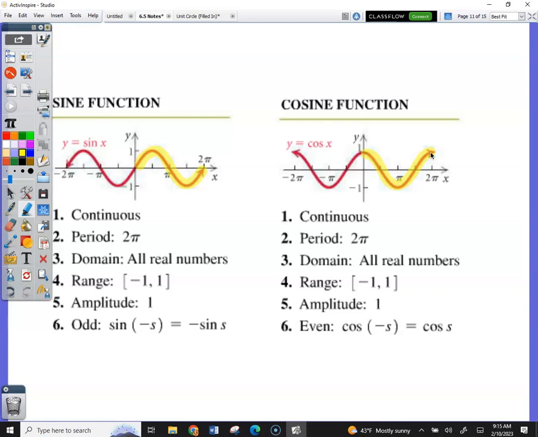This part right here, this odd and even part, is saying if you were to evaluate sine of some negative rotation, you will get the same thing as if you just negate, meaning make negative, the sine of that positive rotation. If you were to evaluate the cosine of a negative rotation, you will get the same thing as the cosine of the positive rotation. Those are shortcuts, and it's because of their symmetry.